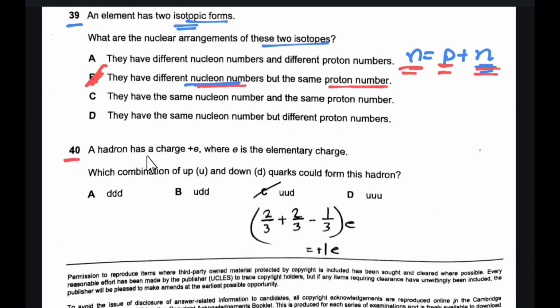A hadron has a charge of positive e, that is positive 1 e, where e is the elementary charge. Which combination of up and down quarks forms the hadron? As it has a charge of positive 1, using +2/3, +2/3, then -1/3 gives us a charge of positive 1, that is up, up and down. So option C is correct.